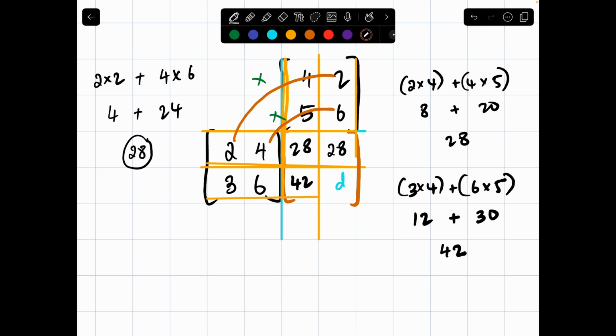And lastly for D, this one I would like you to try. Give it a try. Alright, let's check whether you are correct or not. If you would like to try, please pause the video.